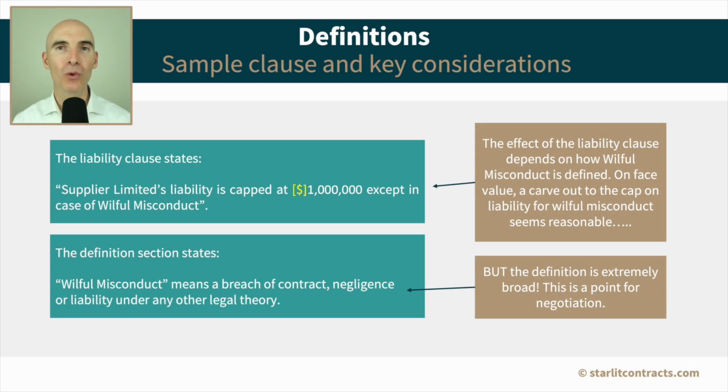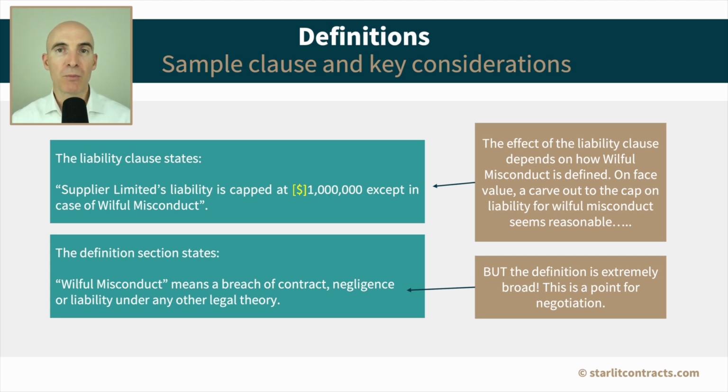Now to a sample clause and some key considerations in relation to it. And firstly, we're going to look at a limitation of liability clause that uses a definition. So the liability clause states, Supplier Limited's liability is capped at $1 million or whatever currency you use for your own contract, except in case of willful misconduct. So on face value, we might think, okay, there's a cap on liability of $1 million, and maybe that's a fair amount, let's say, based on the value of the deal and any insurance that the parties might have in place. But then there's this carve-out in case of willful misconduct.